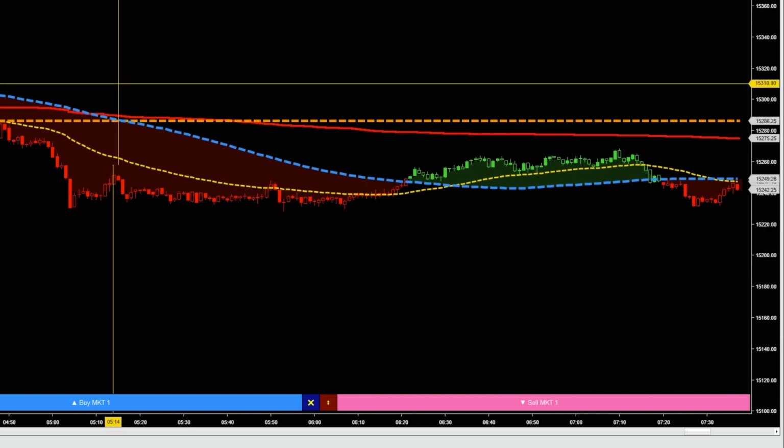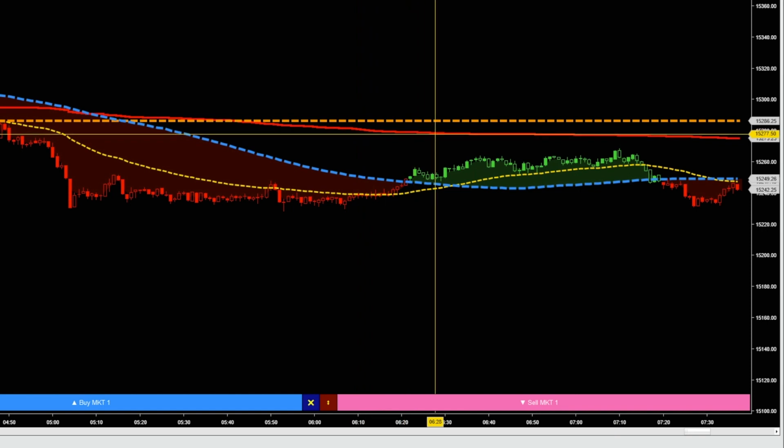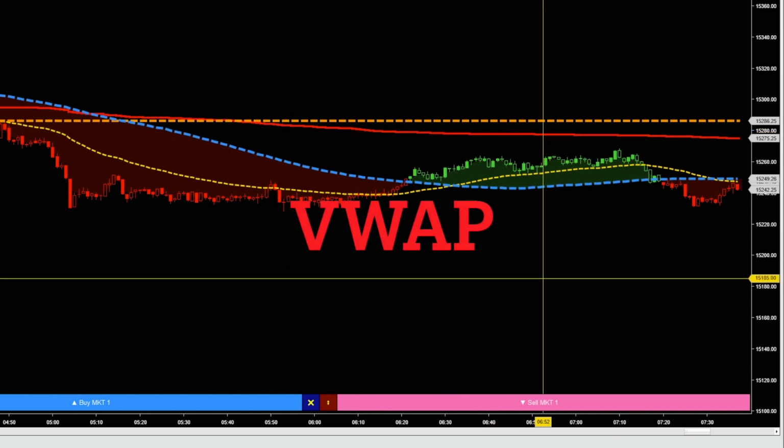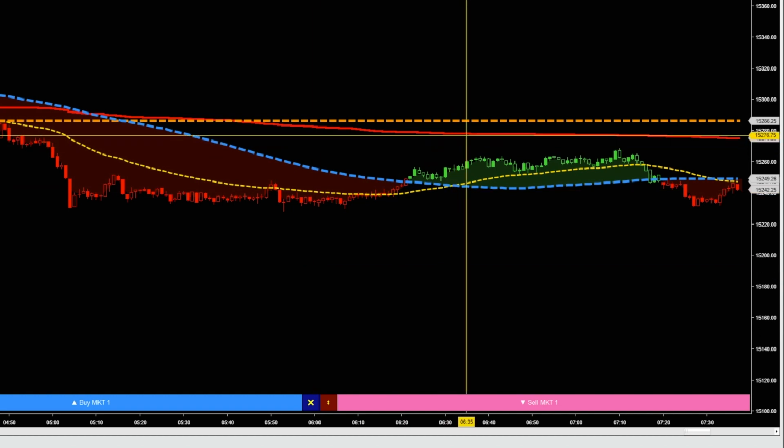What I've added here to Bob's system is the VWAP. It's this red line right here. I always have the VWAP in whatever system that I have. It's such an important line. So if you want to take Bob's strategy to the next level, I would recommend adding a VWAP.